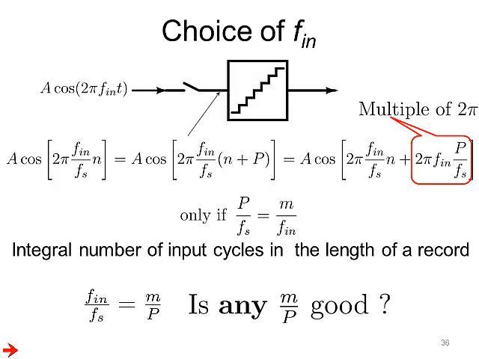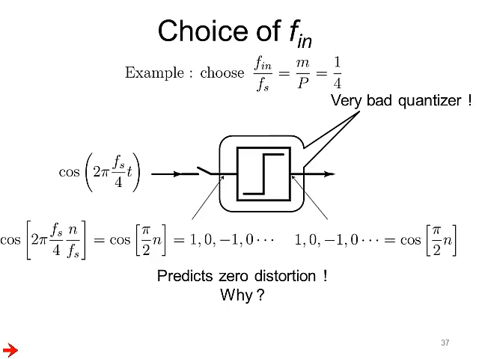Now, given that we understand that Fin by Fs is a rational number, an obvious question is: is any rational number a good choice? To show you why it is not so, let me consider an example. I'm going to choose Fin by Fs to be 1/4, which is as rational as any number can get. Now, I'm going to take a pure sinusoid at 1/4 the sampling rate and pass it through a really bad quantizer, which has only 3 levels: 1, 0, and -1.